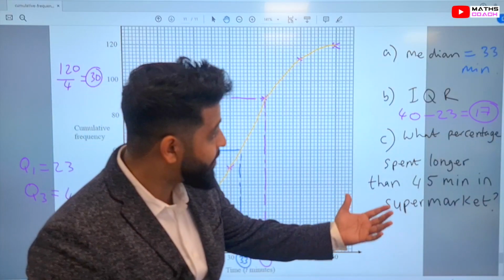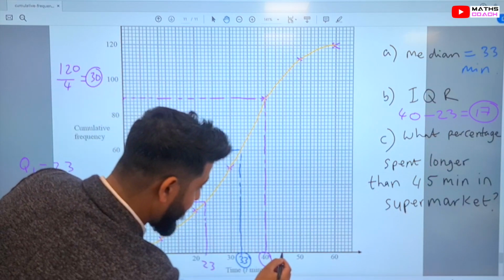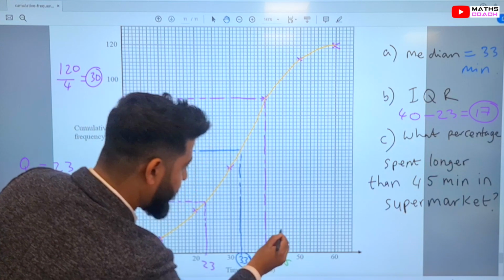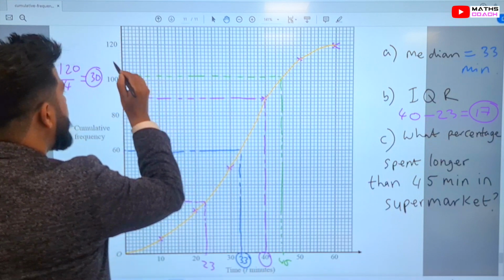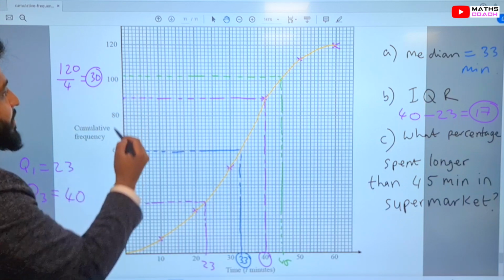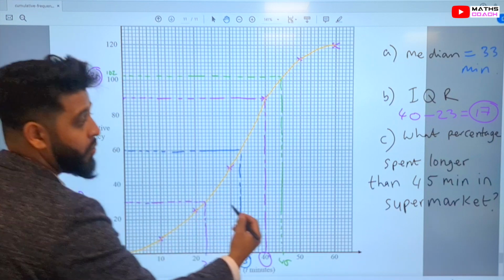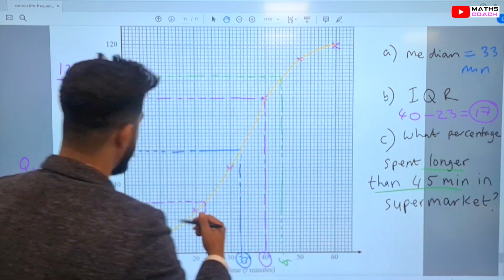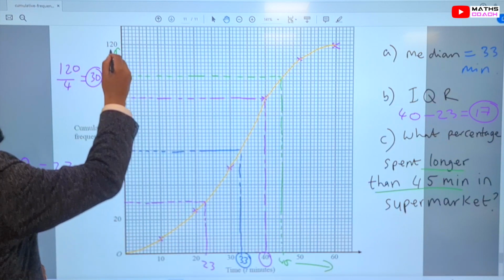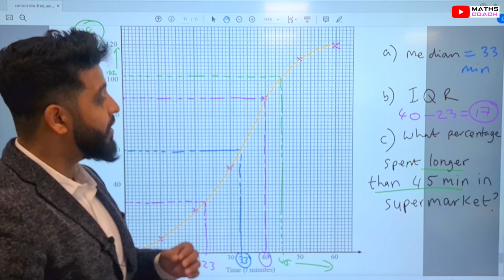Now let's go on to part C, which is what percentage spent longer than 45 minutes. So we will go to 45 minutes and find out where that mark is. So right there is 45 minutes, and we go up and see where it is. So it hits just above the 100, and earlier on we worked out that every 1 square is equivalent to 2. So that's going to be 102. So we want above, we want longer than 45 minutes, so which means this part of the graph, and therefore from here on. So 102 to 120 is 18. 18 people spent longer than 45 minutes.